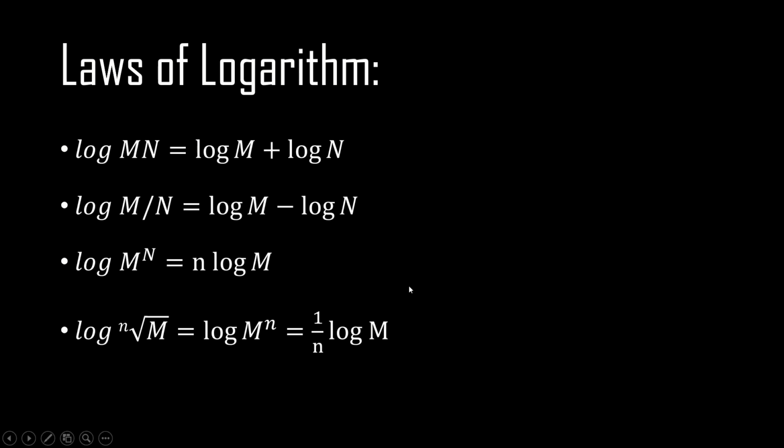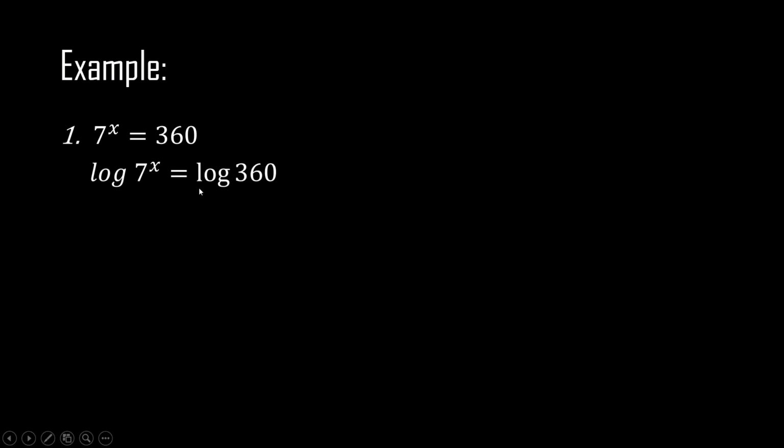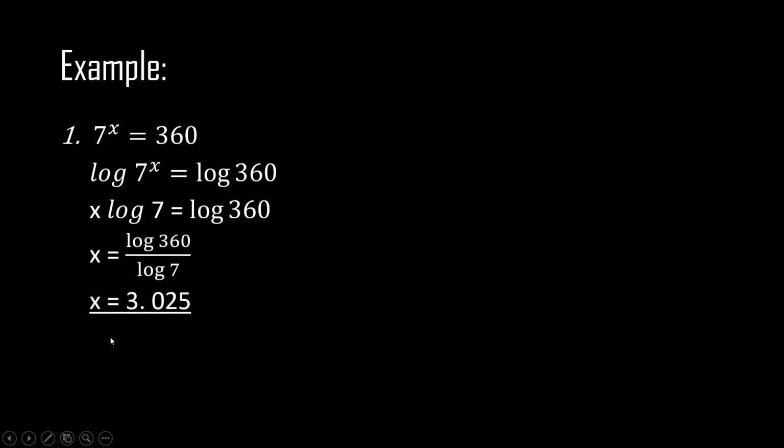So we can understand it further if we have an example. For number 1, 7 raised to x is equal to 360. We have to find the value of x using the law of logarithm. So taking the logarithm of both sides, then following the law of logarithm, and it is under the power rule, we can get this equation. Then our goal is to find the value of x. So dividing both sides by log of 7, x now is equal to 3.025.